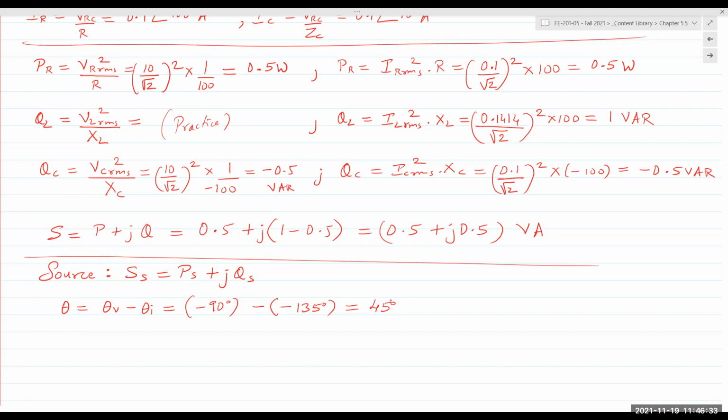which actually makes sense if you think about it. QL is 1 VAR, positive 1 VAR. QC is minus 0.5. So QL goes from 0 to 1. QC brings it down 0.5. Does that make sense? QC brings it down 0.5. So if you join this with 0, 0, it's still a positive angle, and it's positive 45.